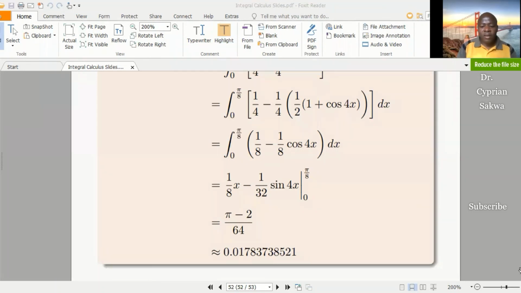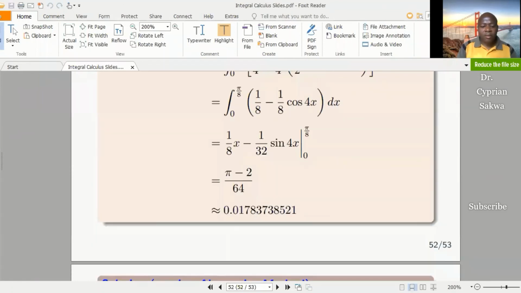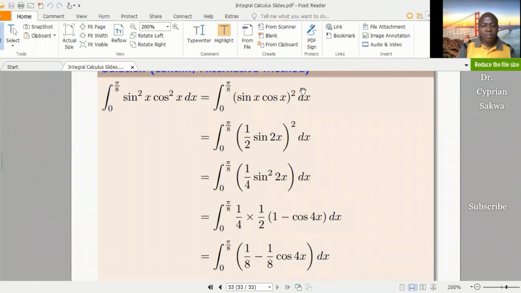Of course, there's another method that I used to do the same. The other method I used was that this can be written as sin x cos x all squared. But we know from the formula that we had above that sine of x cos of x is the same as a half sine of 2x. So that's what I wrote. Instead of this, I have a half sine of 2x, and then you square it. When you square this, you get a quarter sine squared of 2x.